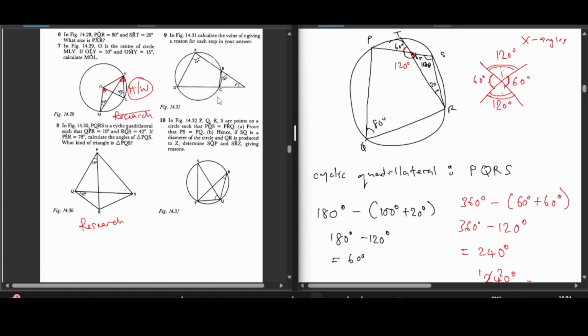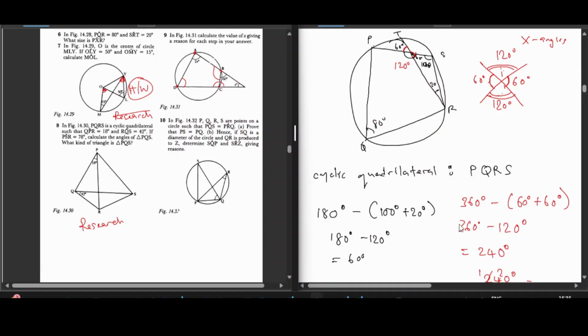So in fig 14 point, number 9, 3.1, calculate the value of x giving a reason for each step in your answer. So the angle is found by 180 minus 60. Right? So once we have found that angle, because this is a cyclic quad A, D, C and B, all of them are found on the circumference. So if that one is found, this one will also be found.